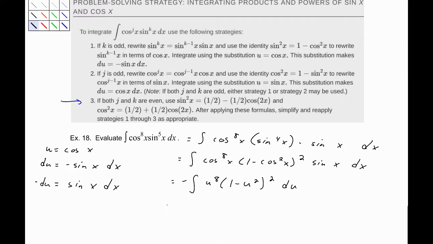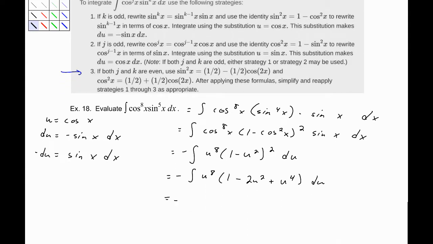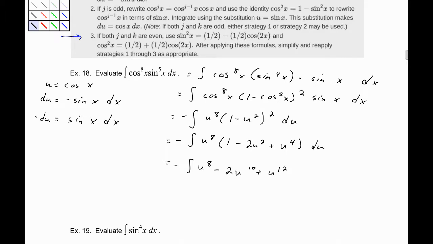Now, multiplying that out, we get negative integral of u to the 8 times 1 minus 2u squared plus u to the 4th du, which is negative integral of u to the 8 minus 2u to the 10, add those exponents, plus u to the 12. Okay, applying our power rule here. In fact, I'll go ahead and distribute that as well.